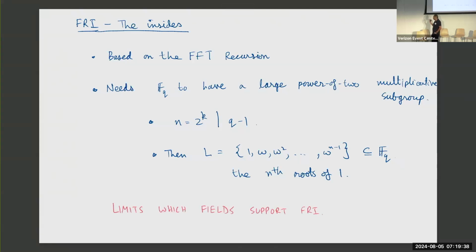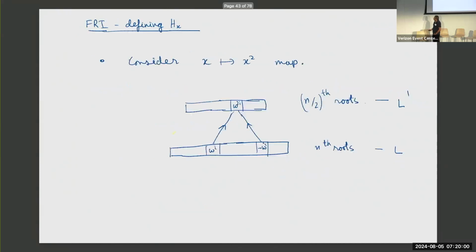Okay, and this limits what fields support FRI, and this is a bit of a limitation for what we want to do. There are some cryptographic constructions that are naturally defined over certain F_p's. It would be nice if we could set up our FRI and STARKs over those F_p's, and things would become much more efficient in that case, rather than simulating another field inside this field.